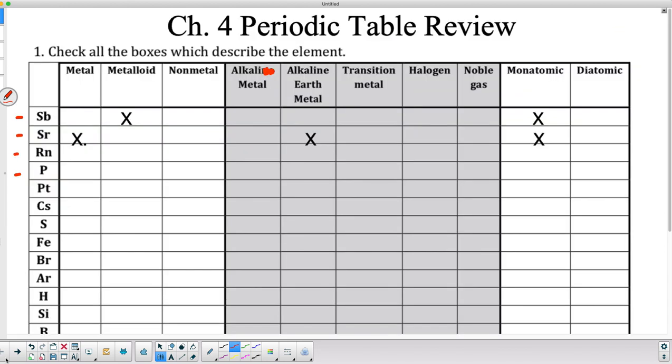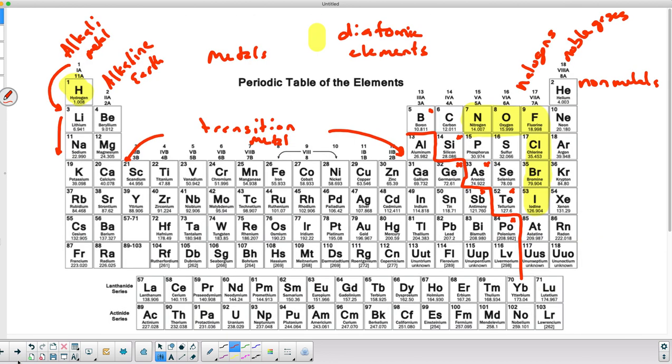Let's head back to the next part here. It says Sb. Let's find Sb. Let's find out if it's a metal, metalloid, or non-metal. Sb is this one right here. Antimony is number 51. It is marked as a metalloid.